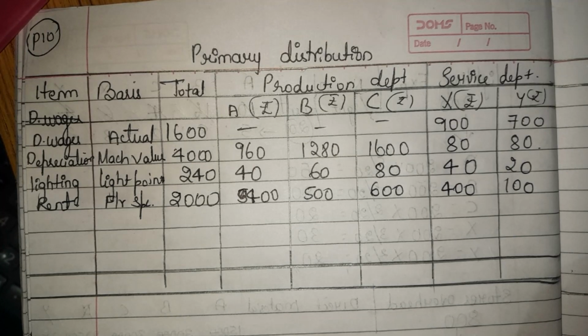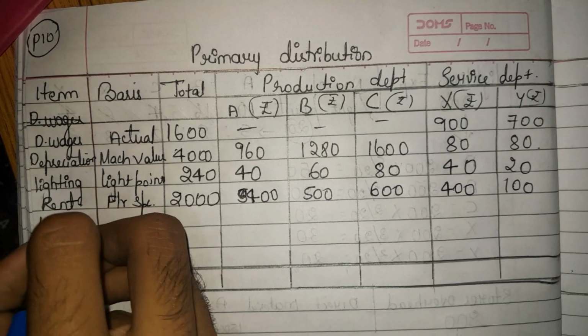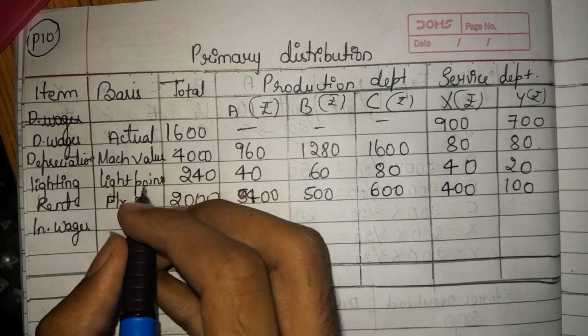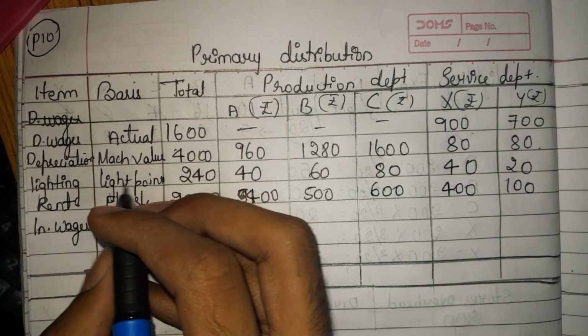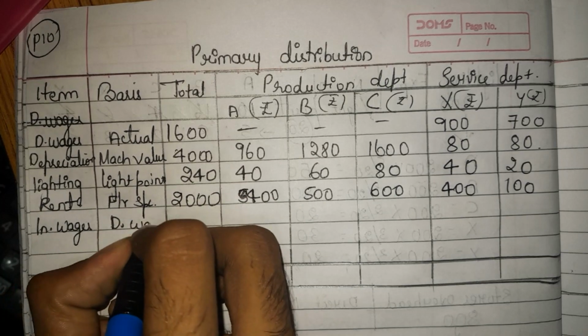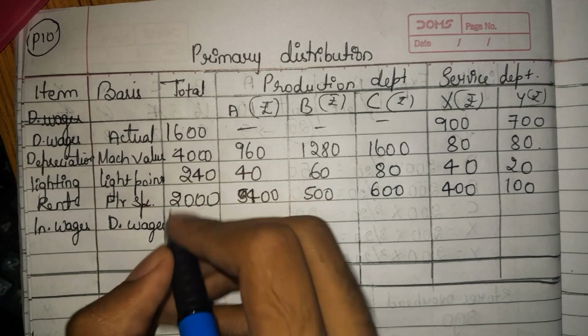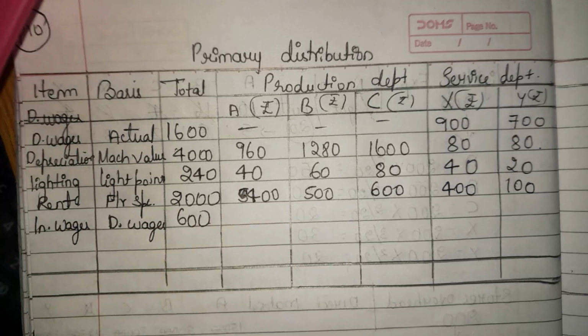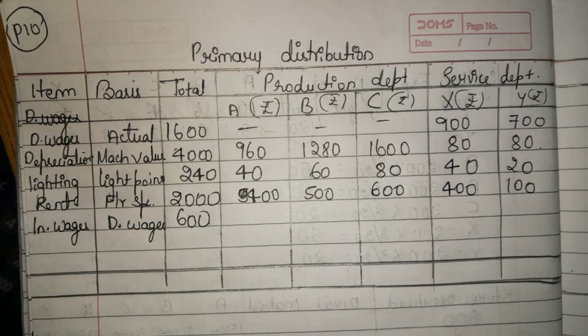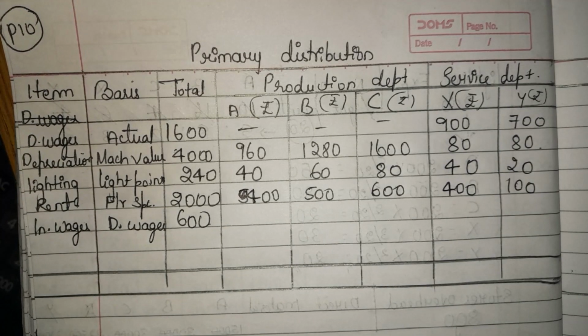Next expenses what we are having, indirect wages. The indirect wages will be distributed upon the proportion of direct wages. So the total indirect wages is 600. Now we have to divide this amount 600 rupees among the various departments. So the total indirect wages expenses is 600. That will be apportioned on the basis of direct wages.